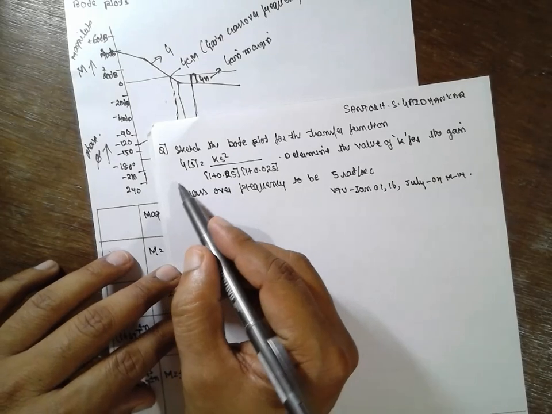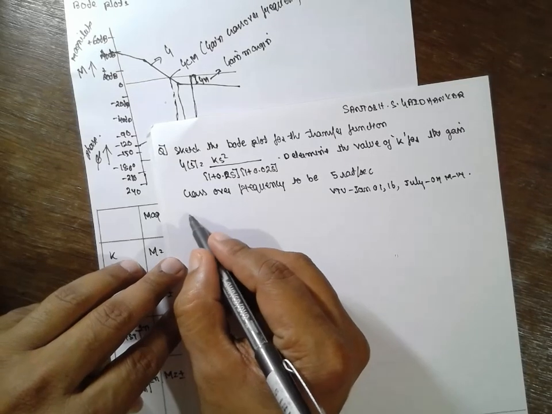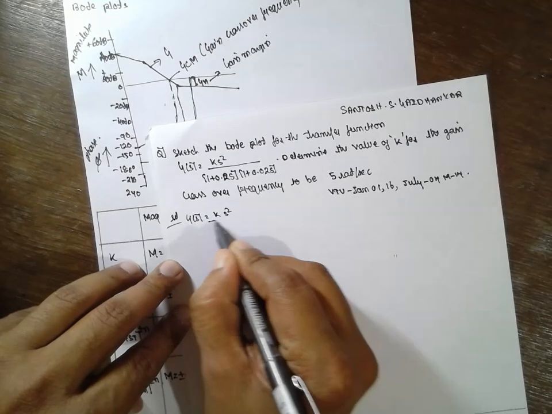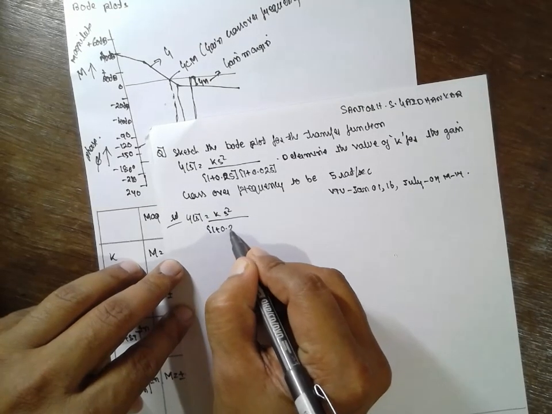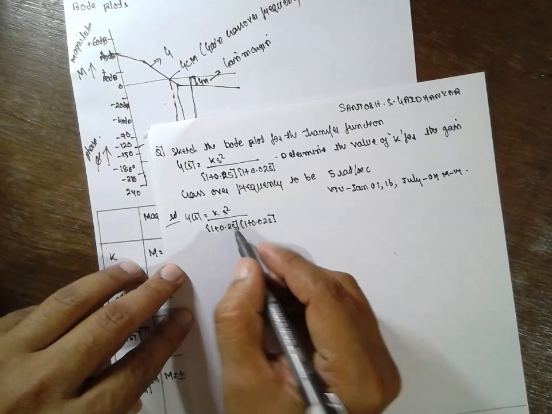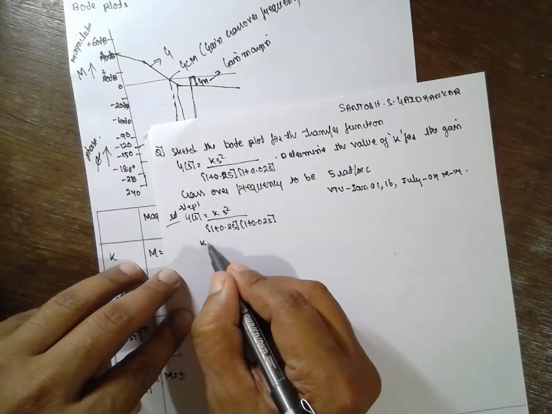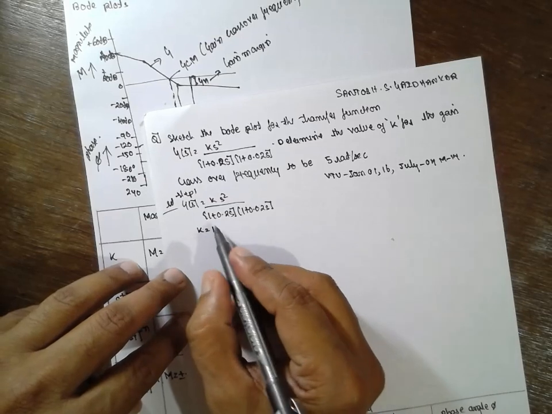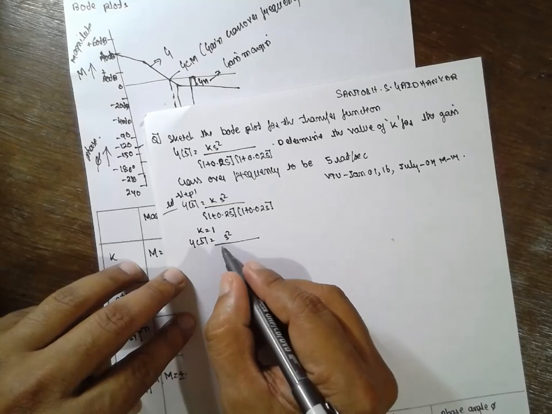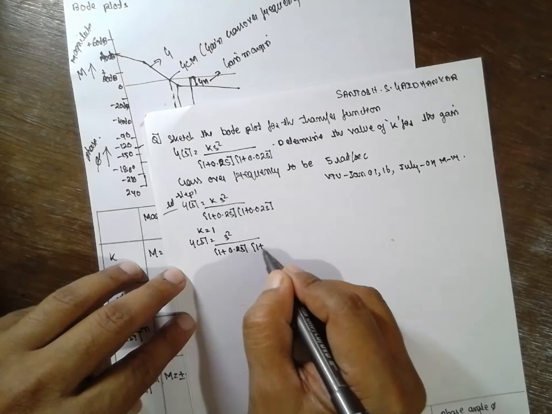Okay, first write this one. Solution: G of S is K S square divided by (1 plus 0.2 S) (1 plus 0.02 S). This is step one. Now I will consider K equal to 1. That's a very important part. Therefore, G of S is equal to S square divided by (1 plus 0.2 S) (1 plus 0.02 S).